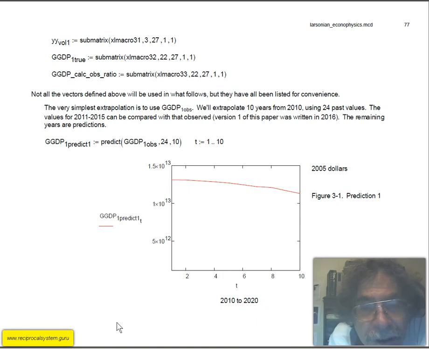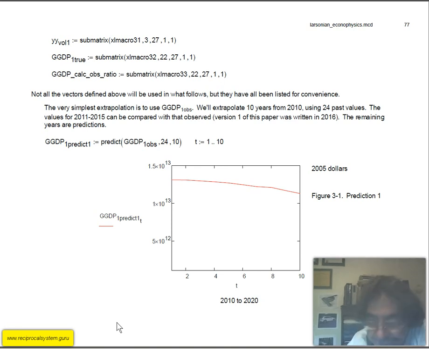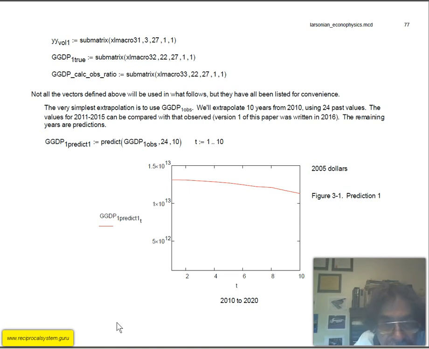Okay, so really it's going from, let's see. Yeah, okay, so the values for 2011 to 2015 can be compared with that observed. So if you look at the 2020 values in here, it's going to be more effective of what it would have been without the virus. So remember, I wrote this paper around 2015. Okay, the remaining years of production.